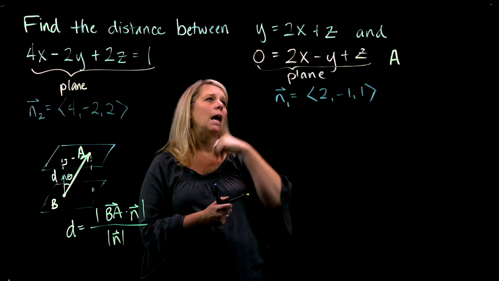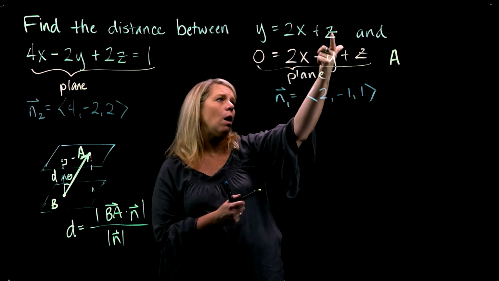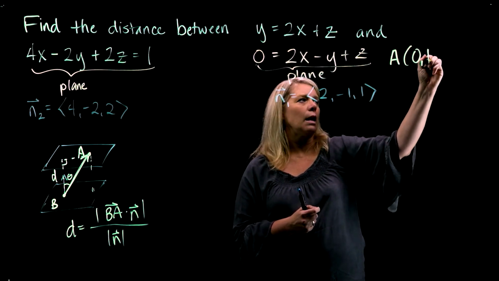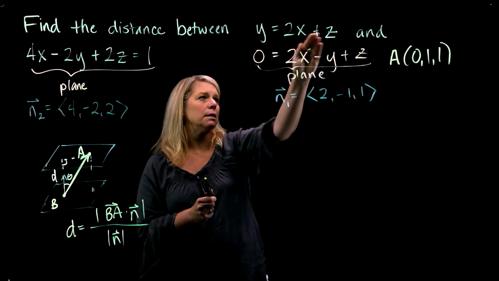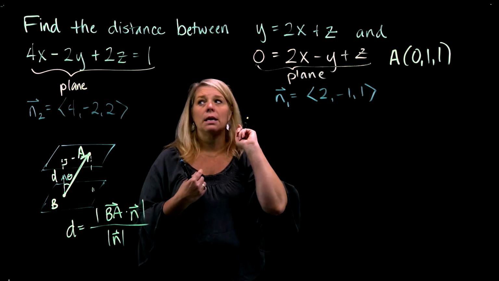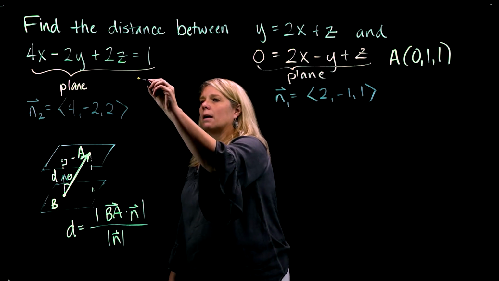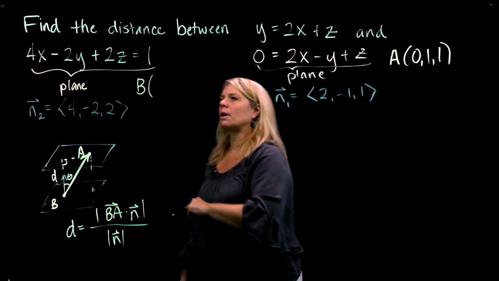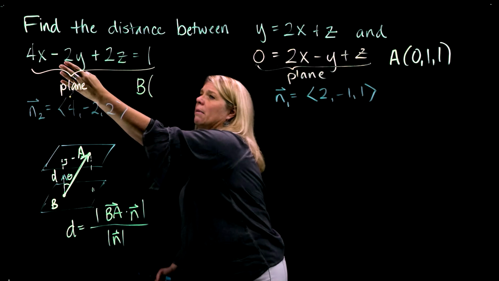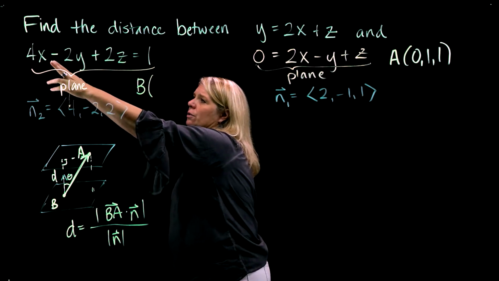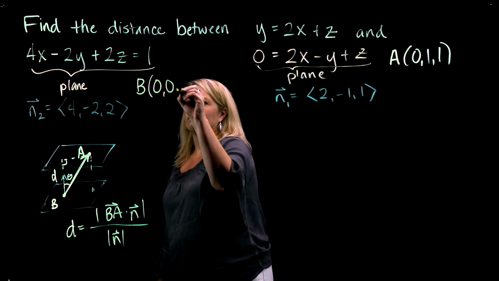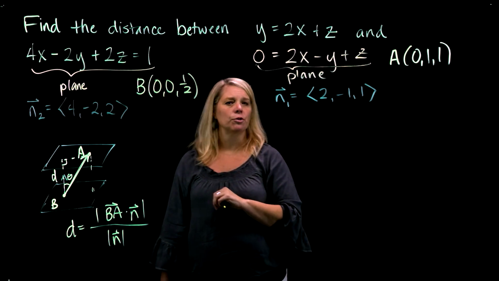So if, say, x is 0 and z is, say, 1, then I have a point 0, 1, 1. Again, there are infinitely many points. As long as it makes this equation true, then that would be a point on that plane. I need a point on the other plane, so I'll call that one B. And again, infinitely many combinations of x, y, z coordinates that would work and make this equation true. I'm going to choose x is 0, y is 0, and z is 1/2. That would make that equation true.